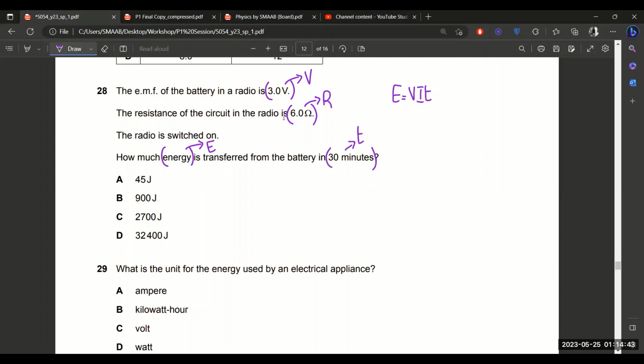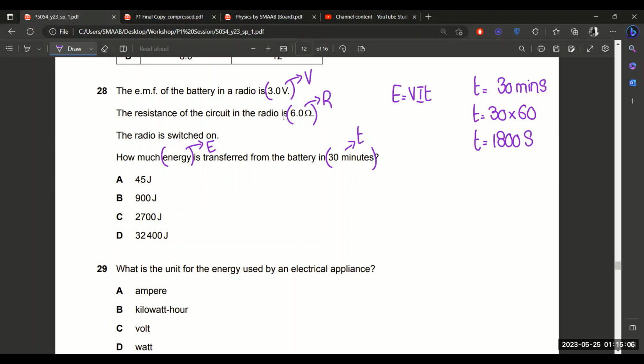First of all, let's convert the value of time period. So time is equal to 30 minutes. If we convert into seconds, we need to multiply 30 by 60. So time will be equal to 1800 seconds.